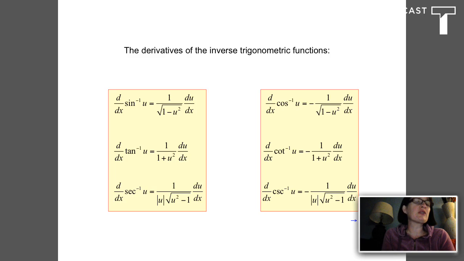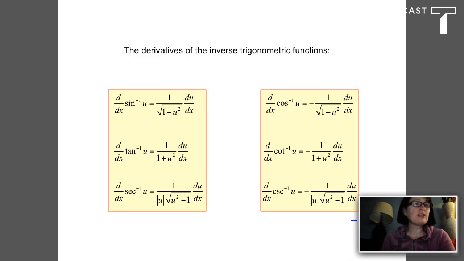So if I were just going to take the derivative of the inverse sine of x with respect to x, now my variable matches what I'm taking the derivative with respect to, I would just have 1 over the square root of 1 minus x squared. And I wouldn't need this times du dx. So pause the video there and finish writing down those derivative formulas.